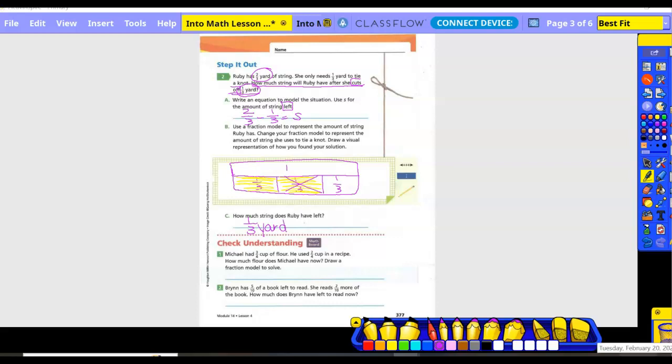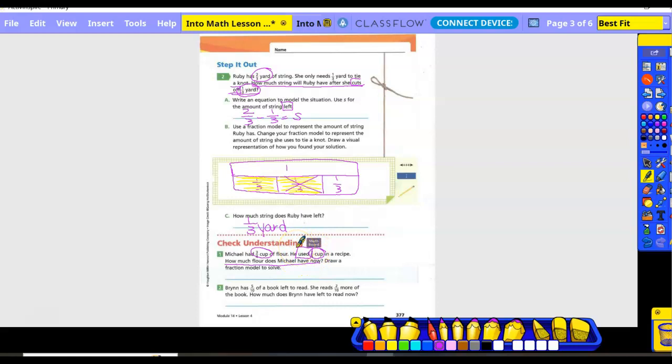Check for understanding number 1. Michael had 3/4 cup of flour. He used 2/4 cup in a recipe. How much flour does Michael have now? Okay, so we have 3/4 of a cup, 2/4 of a cup, and then how much does Michael have now? What do I need to put in a box that lets me know that we're adding, subtracting, multiplying, or dividing? Used, right?